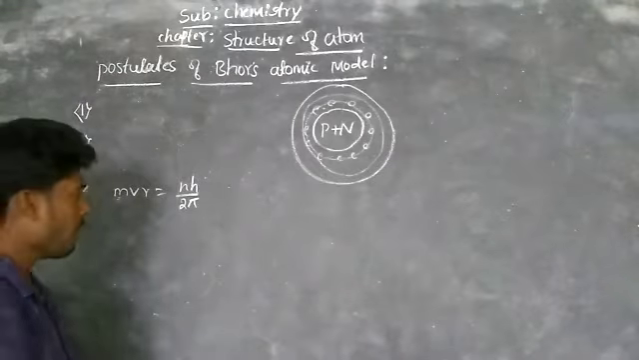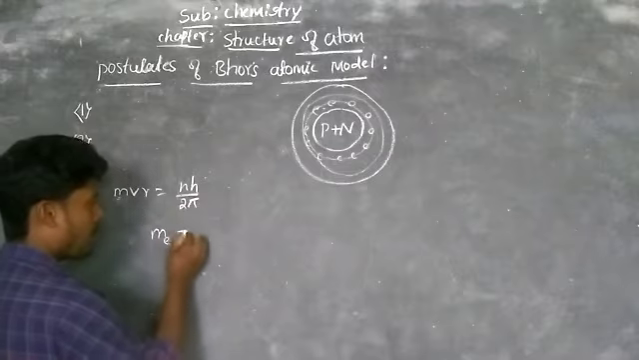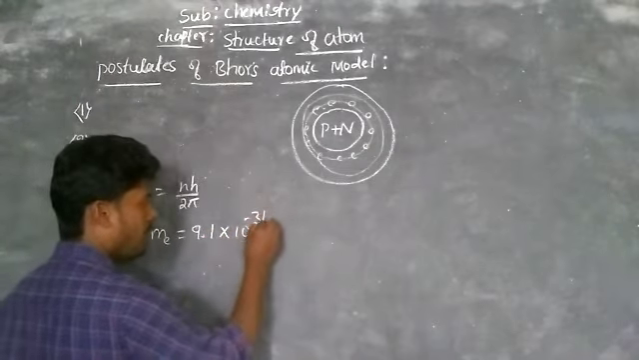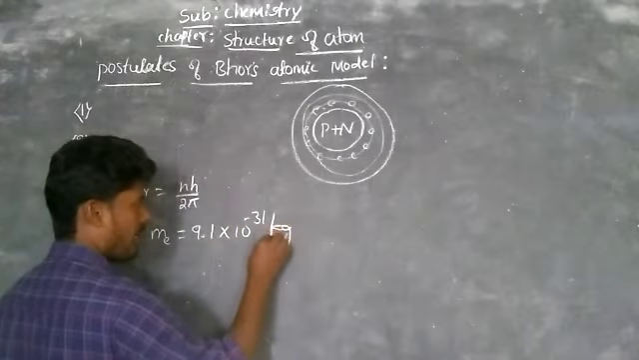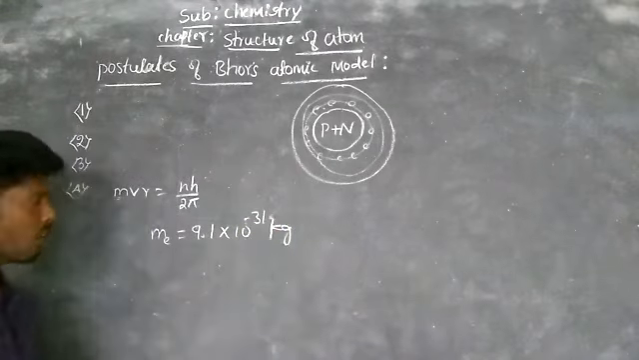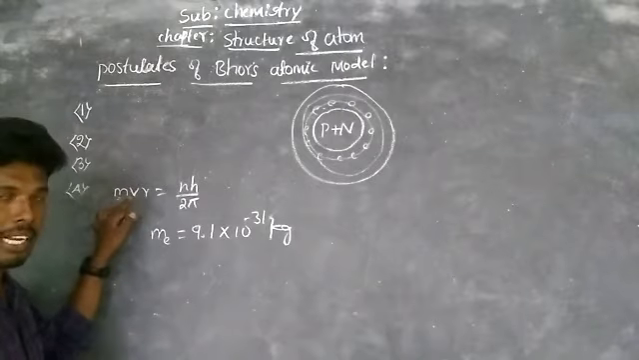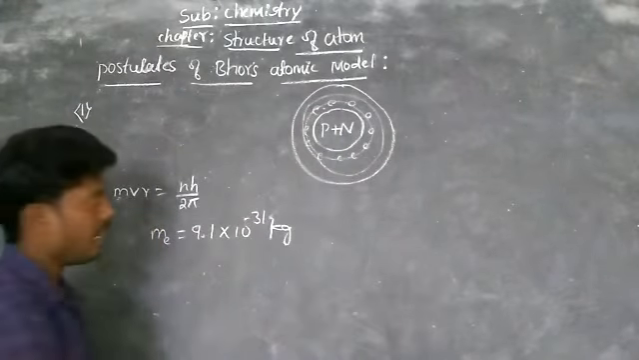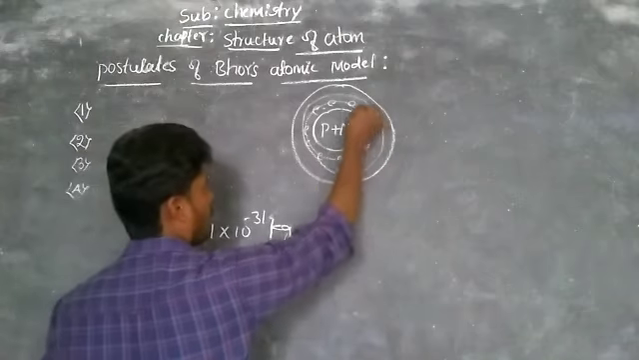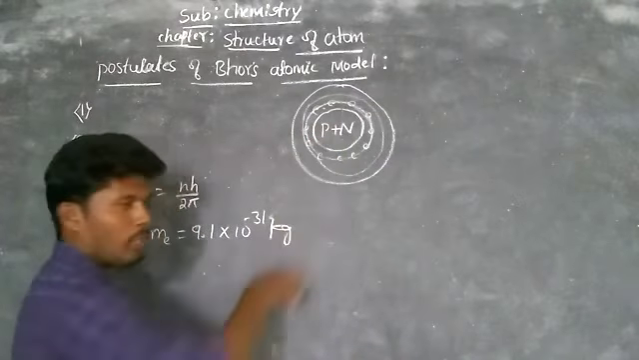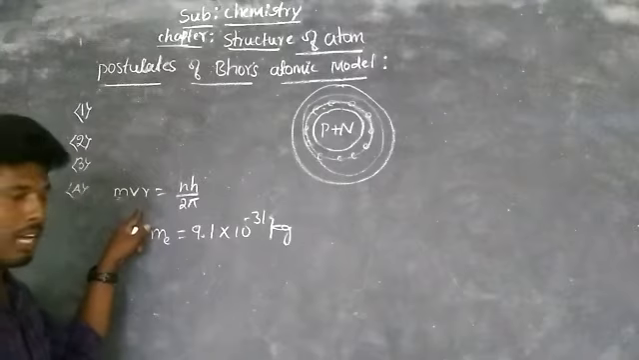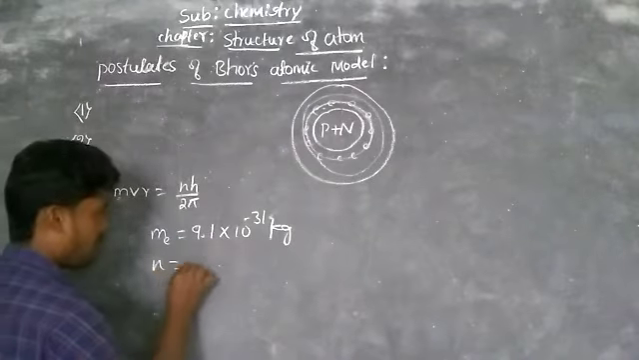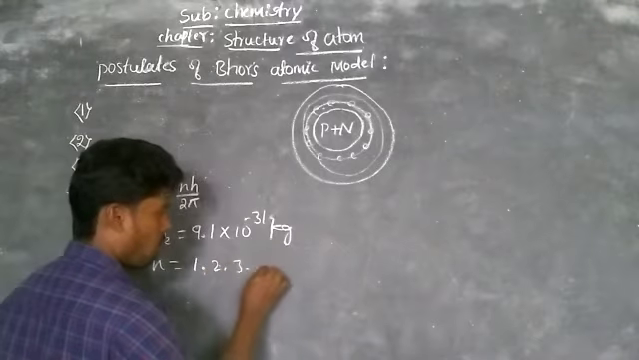the mass of an electron. We know the mass of an electron, m, is equal to 9.1 into 10 power minus 31 kg. So this is the mass of an electron, and v is the velocity of the moving electron. Then r is the radius of an orbit, any one of the orbits, and n is an integer whose value begins from 1, 2, 3 and so on.